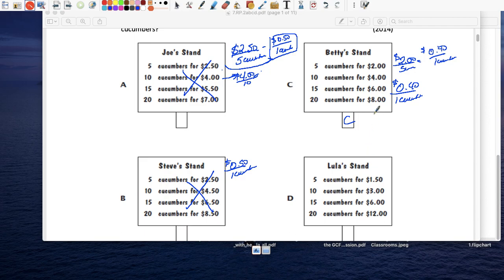The last one here, 150 divided by 5, is 30 cents per cucumber, and the second one is also 30 cents per cucumber. But if you look at this third one, 6 divided by 15, it's 40 cents. So this is not proportional, so the only one that's proportional is C.